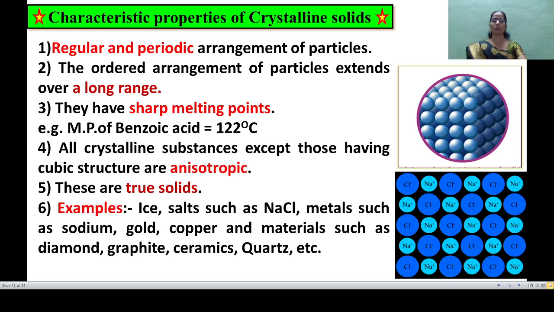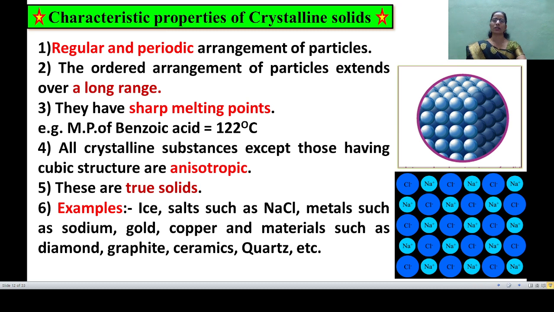Now see some more examples of crystalline solids. Ice, salts such as sodium chloride, metals like sodium, gold, copper, and materials such as diamond, graphite, ceramics, quartz, etc. are the examples of crystalline solids.